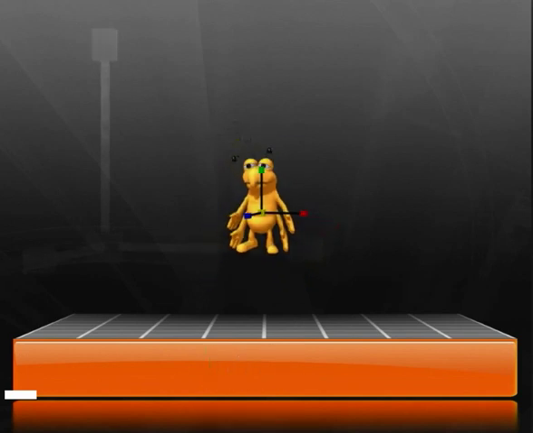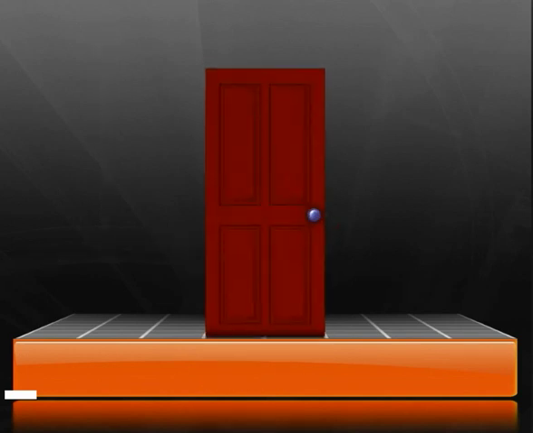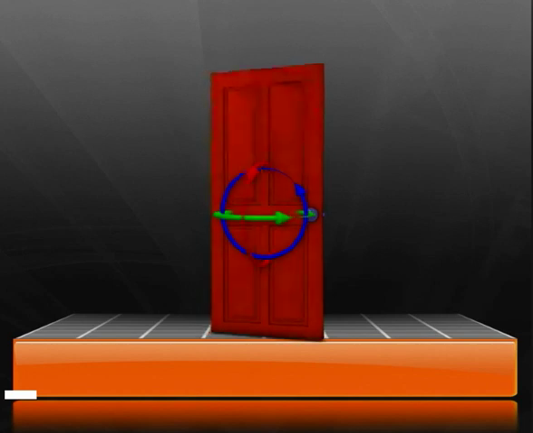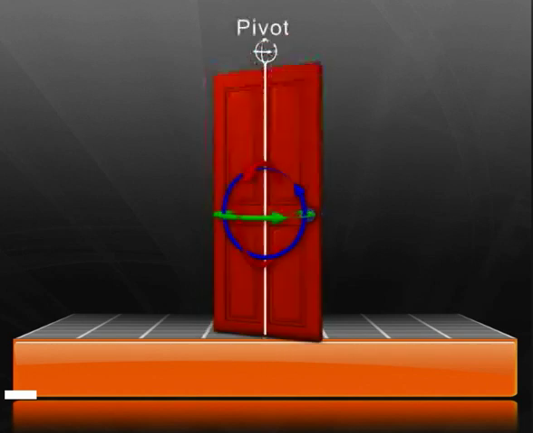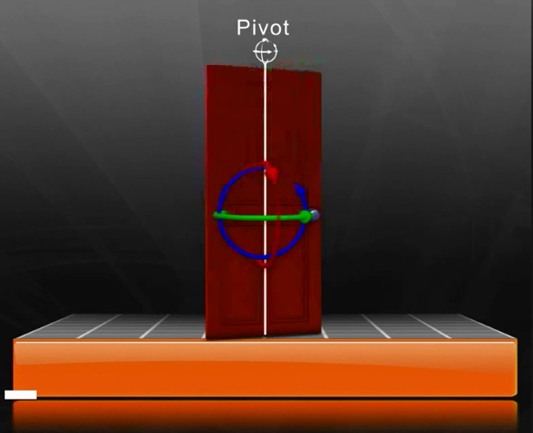Let's use what we just learned to animate a door opening and closing. We'll start by adding some rotation to the y-axis. Because the pivot point is in the center of the door, it rotates around that position.